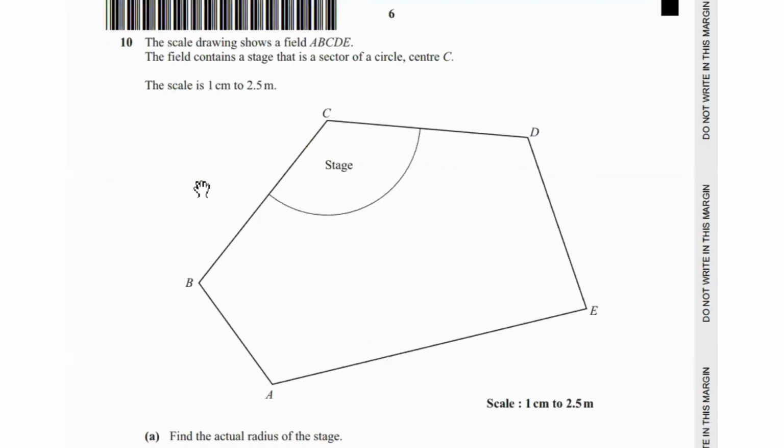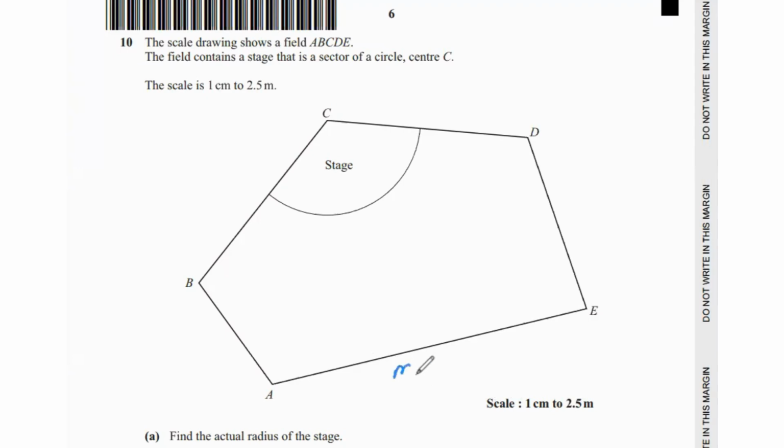Question 10 says the scale drawing shows a field A, B, C, D, E. The field contains a stage that is a sector of a circle, center is C. The scale is 1 centimeter to 2.5 meters. Find the actual radius of the stage. So what you will do is measure your distance over here, because this is the stage and that is the radius of the stage. And then whatever that distance is, you will multiply that by 2.5, because 1 centimeter equals 2.5 meters. The distance you measure for the radius using the ruler is going to be in centimeters. So you multiply that distance by 2.5 and that would give you the actual distance.